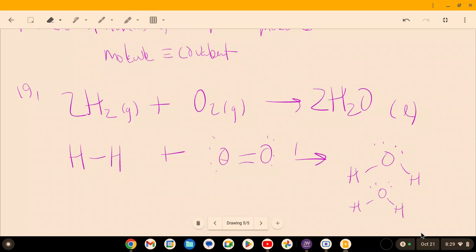So, how are the molecules in oxygen gas similar? Covalent bonding, balanced chemical reaction. They both become water together. And then differences: both hydrogen and oxygen molecules are nonpolar, whereas water is polar. Gases versus liquid.